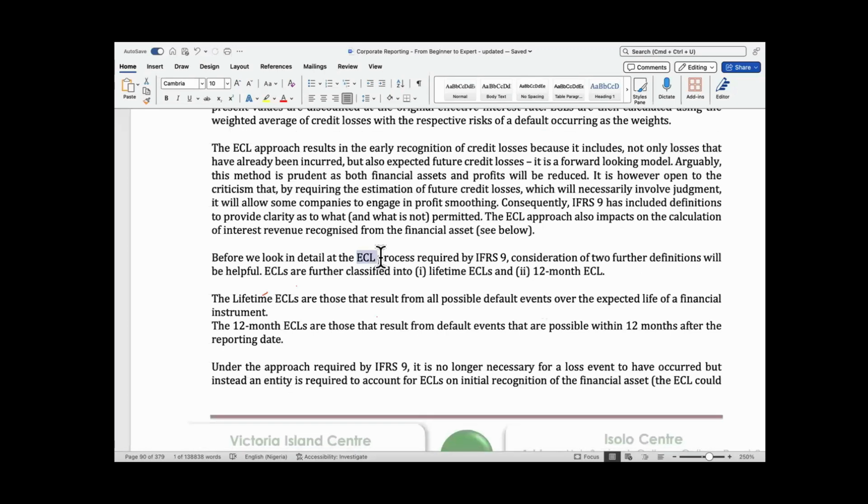Okay, so that being said, what we have tried to do is this ECL, this expected credit loss. We put it into two: we have lifetime ECL and we have 12-month ECL. We categorize or classify them into two. When you are recognizing this impairment, this expected credit loss, separate it. Call one lifetime ECL, call another one 12-month ECL. The lifetime ECL is saying that these are losses that can result from all possible default events over the expected life of the financial instrument.